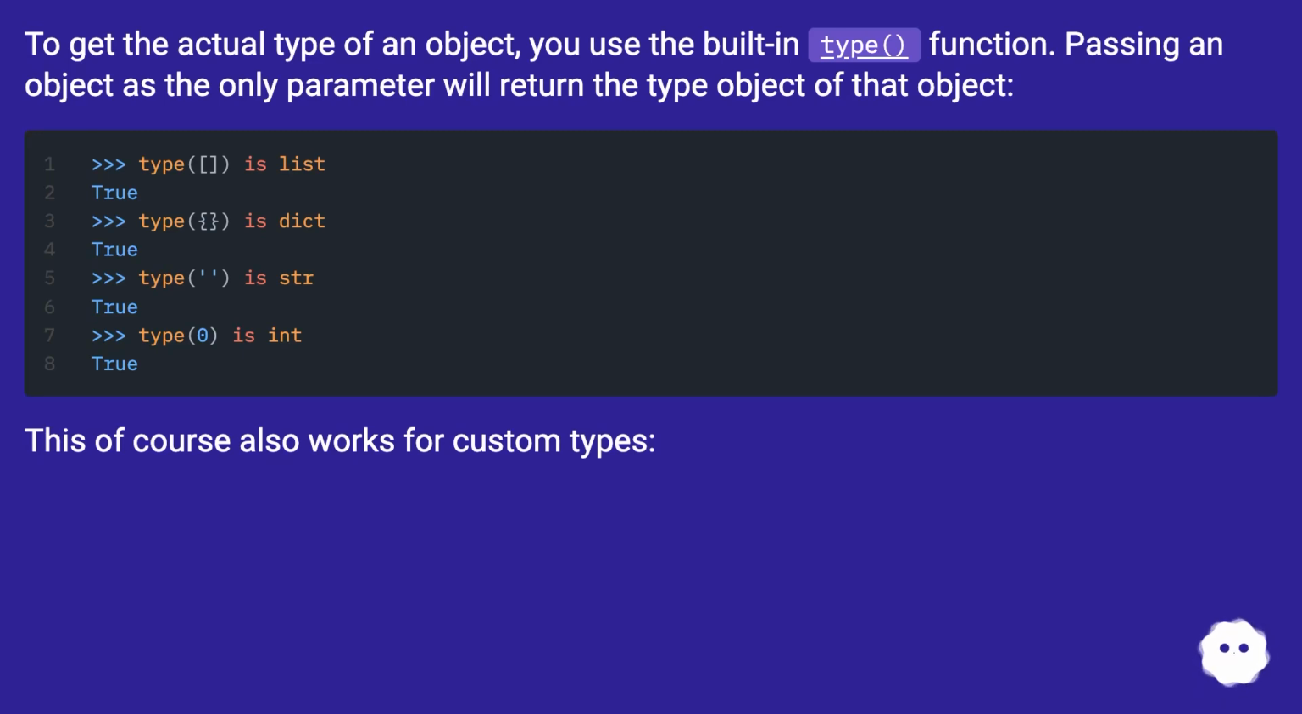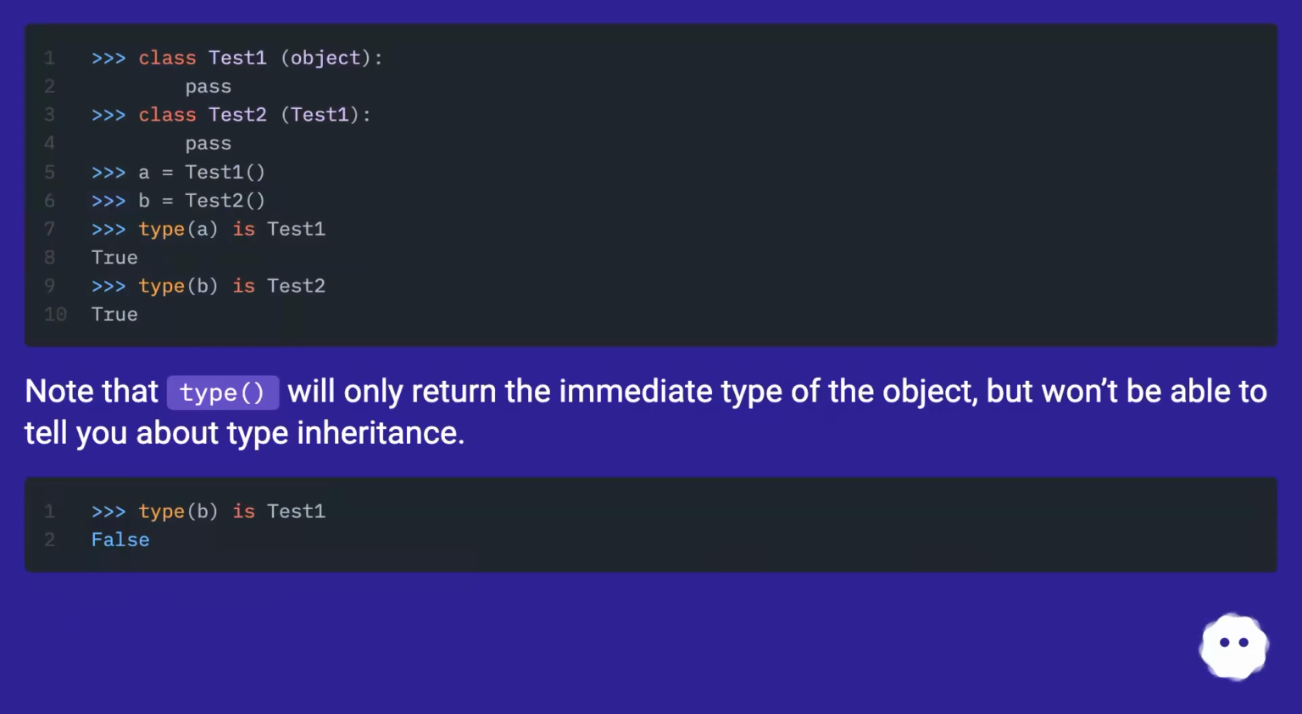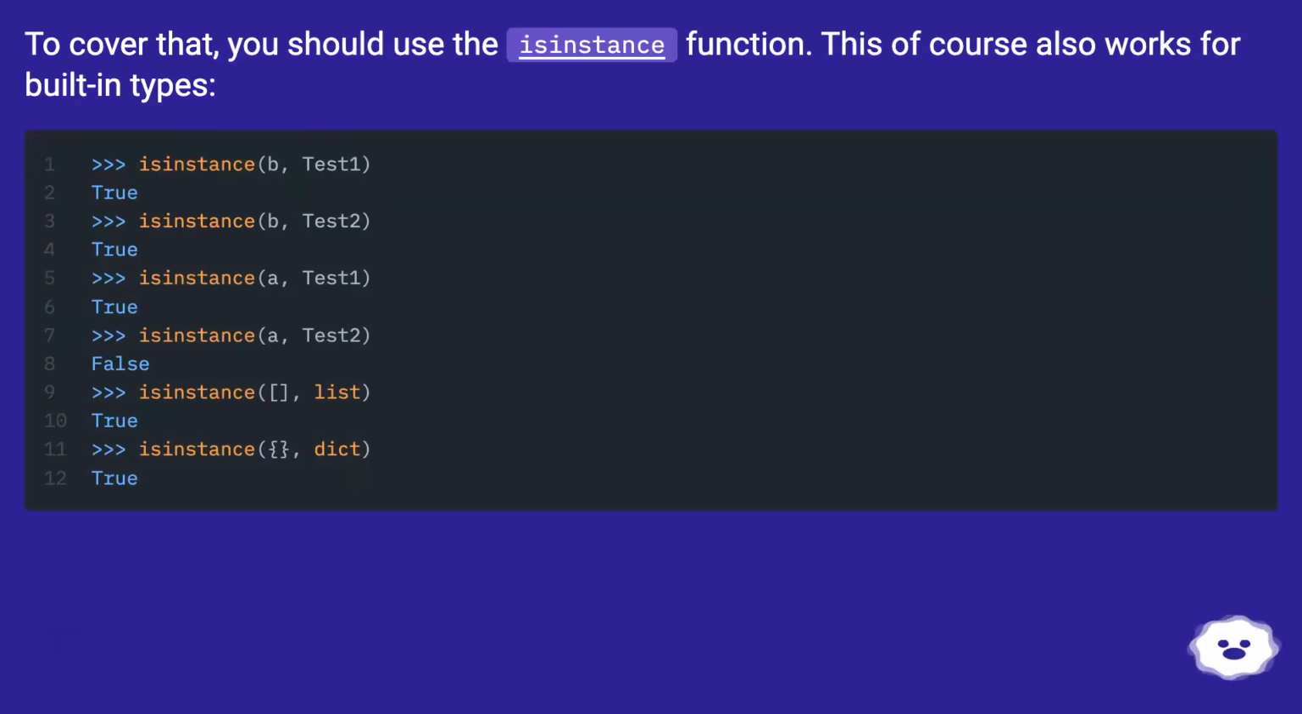This of course also works for custom types. Note that type will only return the immediate type of the object, but won't be able to tell you about type inheritance. To cover that, you should use the isinstance function. This of course also works for built-in types.